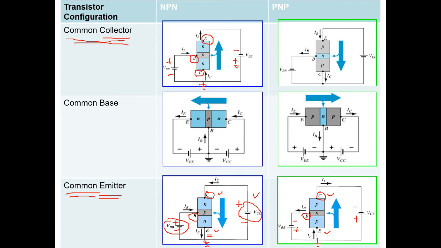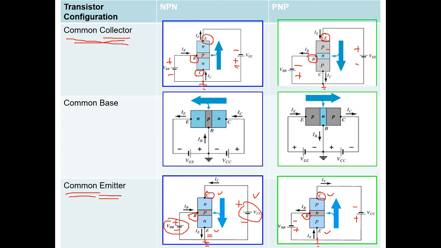Same concept for PNP transistor common collector. Here you have common collector, so you find your emitter. The emitter is P-type, that means your emitter must be connected to the positive terminal of the battery source, right? And then your collector is connected to the negative, and then your base is N-type. N-type is negative, so you connect it to the negative source. Then on the side, positive is connected to the collector.